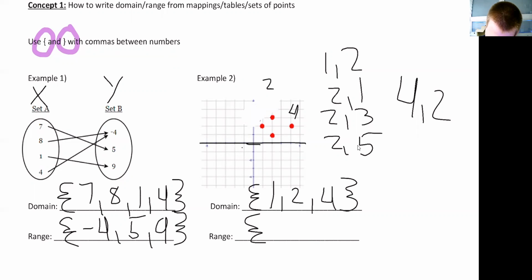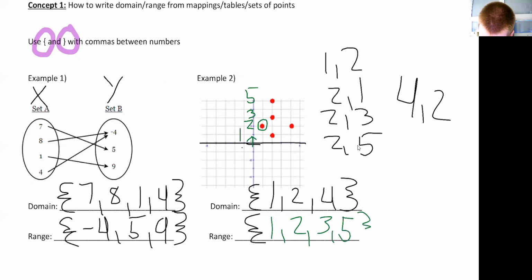So basically, how far up do my points go? Well, we're kind of switching gears. If you look, this point goes up 1. This point here would go up 2. We have a point that went up 3. And then we had a point that went up 5. So I would just list those. Those are my y values. 1, 2, 3, 5, squiggly bracket.